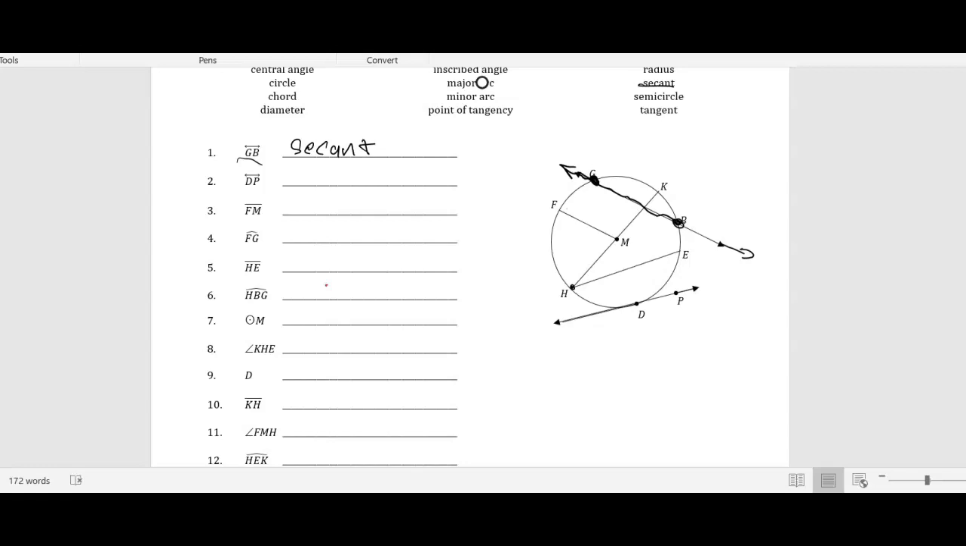Line DP, that's another line because we have 2 arrows at the top. So if we find line DP, similar in the sense that this is a line that goes on forever, but we're only touching the circle one time. When we do that, that's called our tangent line. So the difference is a secant line crosses twice, while a tangent line just crosses once. All right, we're done with that.